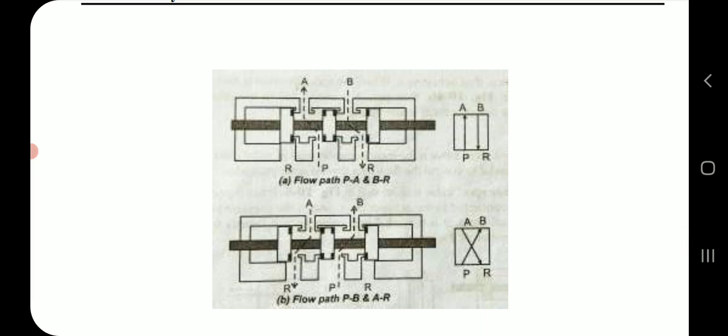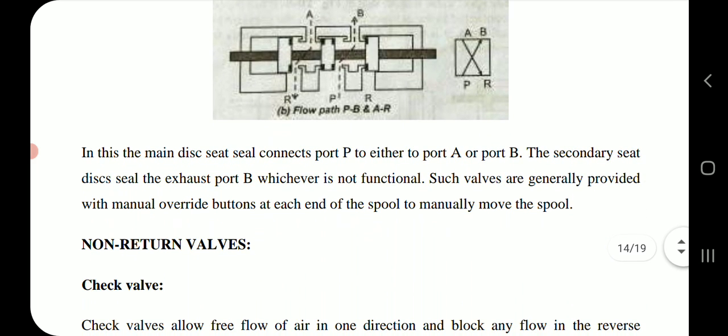Flow path P to A and B to R, and flow path P to B and A to R. In this, the main disc seat seal connects port P to either port A or port B. The secondary seat discs seal the exhaust port, whichever is not functional. Such valves are generally provided with manual override buttons at each end of the spool to manually move the spool.